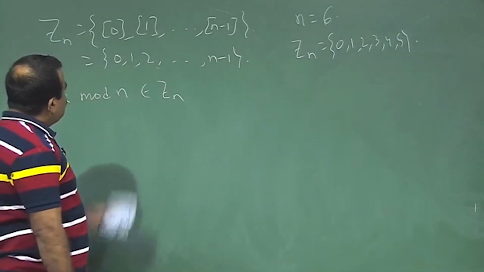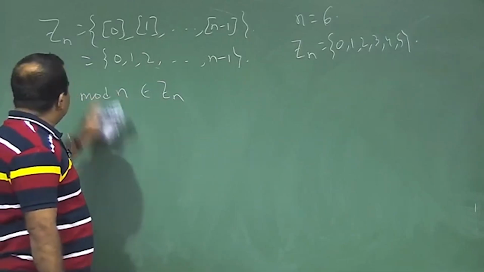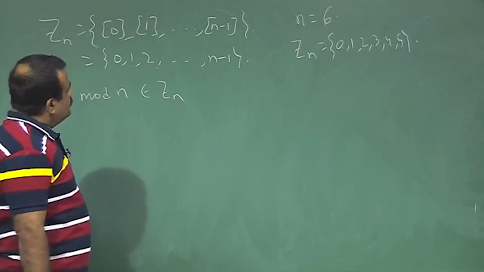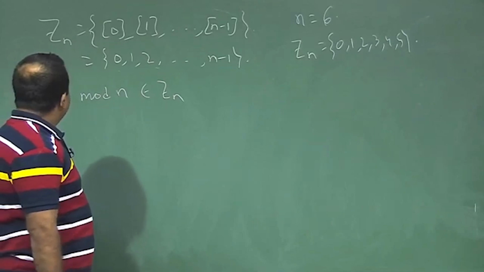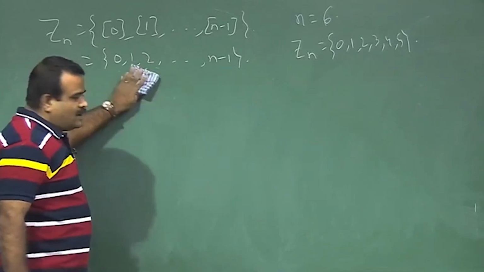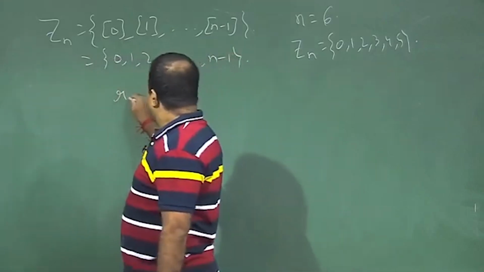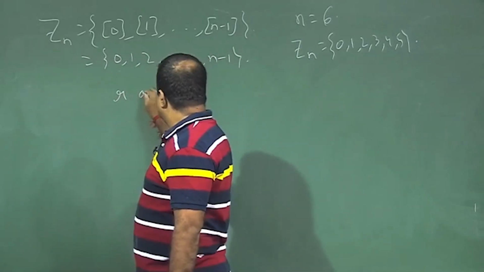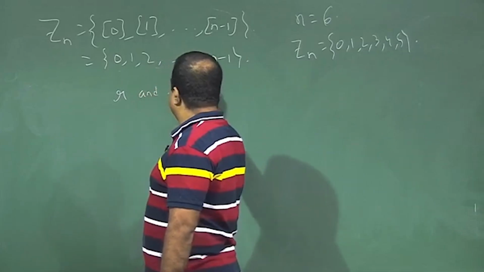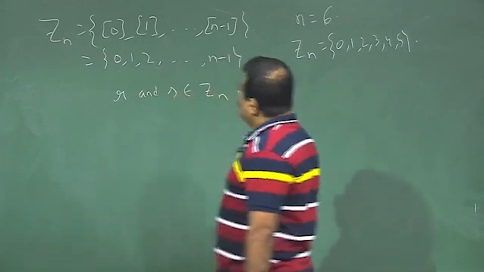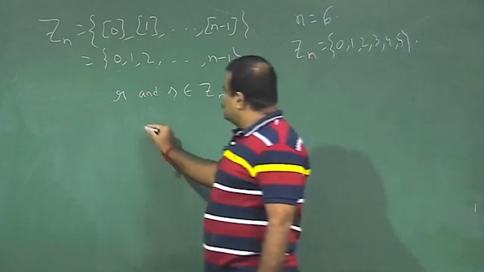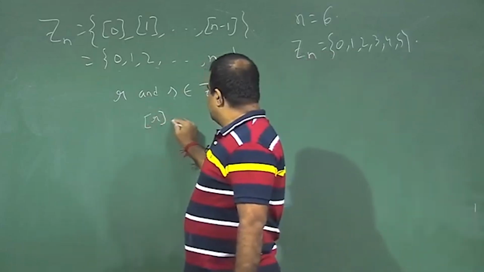Okay. Now, we will define an addition on this set Zn. How can we define addition on Zn? Suppose we take two elements from Zn, r and s. Let r and s be from Zn. So, we define it, and basically we can write this in this sense.